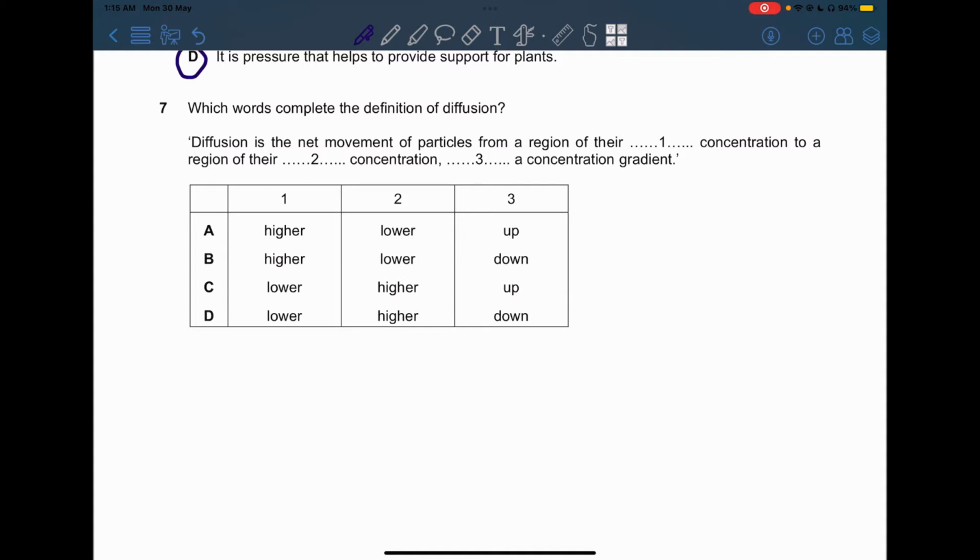Diffusion is the net movement of particles from a region of their higher concentration. So we're going to be choosing between A and B over here, to a region of their lower concentration down the concentration gradient. Now, the up one, this one, is for the active transport, not for the diffusion. So we're going to be choosing B for this question.